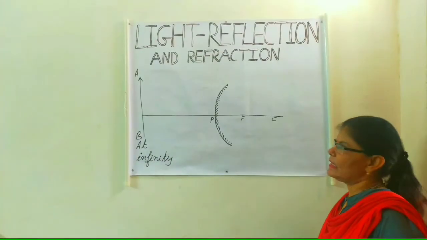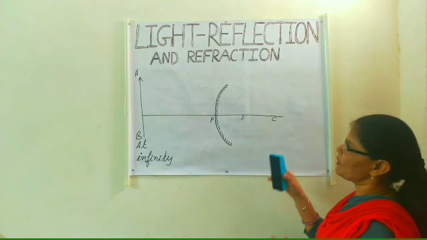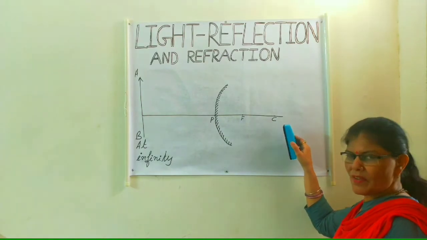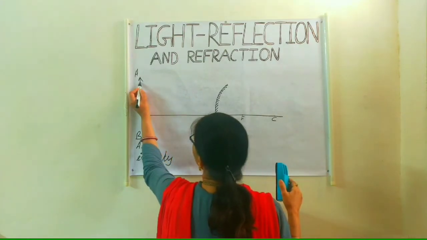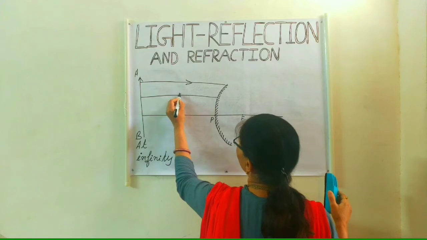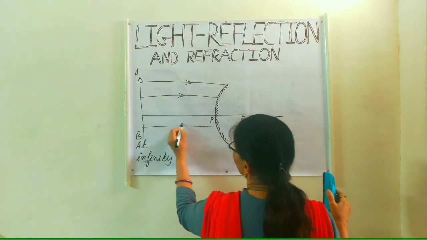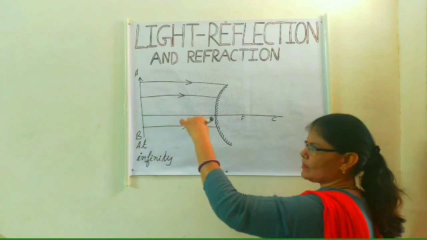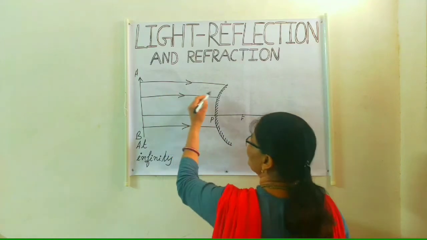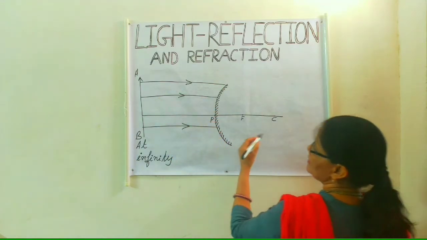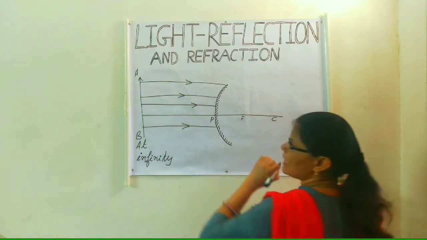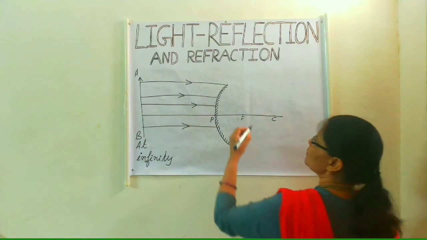In the case of a convex mirror, we have the focus and center at the back of the mirror. In the same way here also, a parallel beam of light will be incident on the mirror like this. This is our object, the sun, which is at infinity. From there, a parallel beam of light is incident on the convex mirror. After striking the mirror, they all pass through the focus, but the focus is on the back side of the mirror.